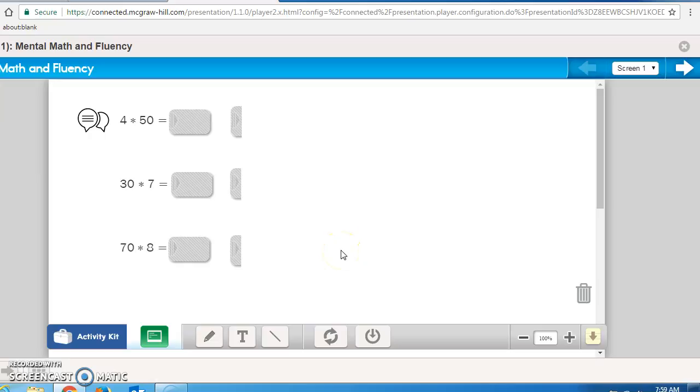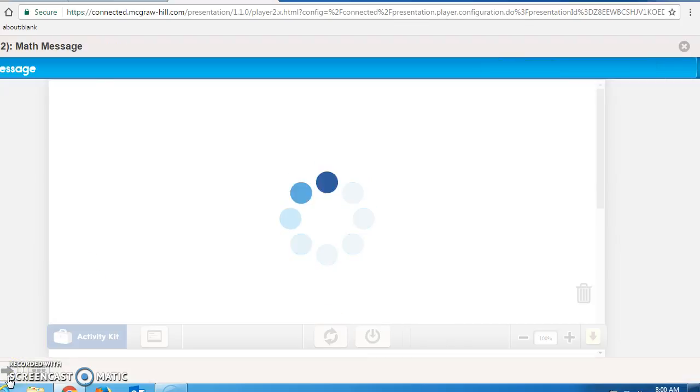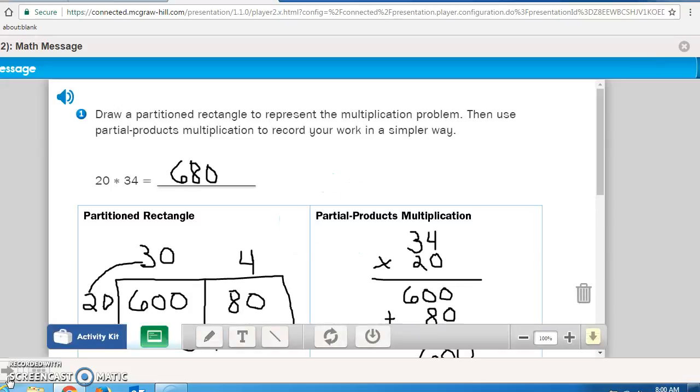But first, let's take a look at our mental math and fluency. 4 times 50. Well, 4 times 5 is 20, so you should write that down first. There is 1 zero, so I add 1 zero onto the end for 200. 30 times 7. Well, 3 times 7 is 21. I add 1 zero. My answer is 210. 70 times 8. 7 times 8 is 56, and 1 zero is 560. Please continue to see the importance of knowing those multiplication facts.